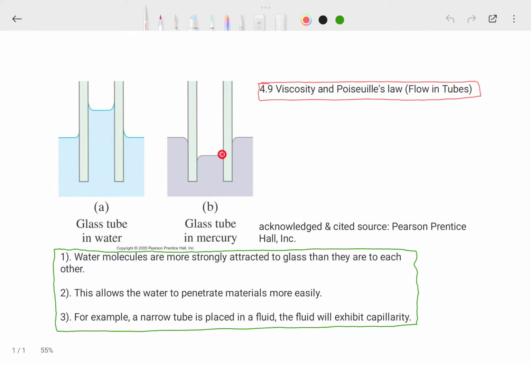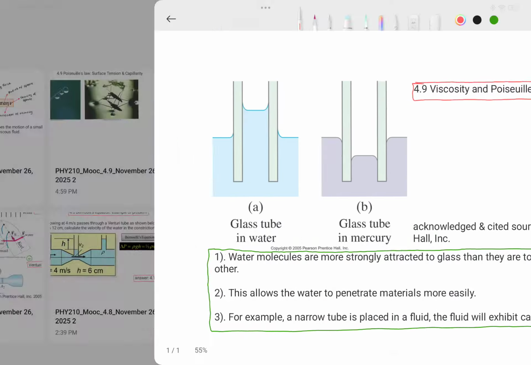As we can see, water sticks higher than the mercury. The mercury did not stick on the tube. You can see the water sticks well on the wall of the tube. It means this allows the water to penetrate material more easily. And for example, when a tube is placed in a fluid, the fluid will exhibit capillarity. Okay, this is what I said just now.